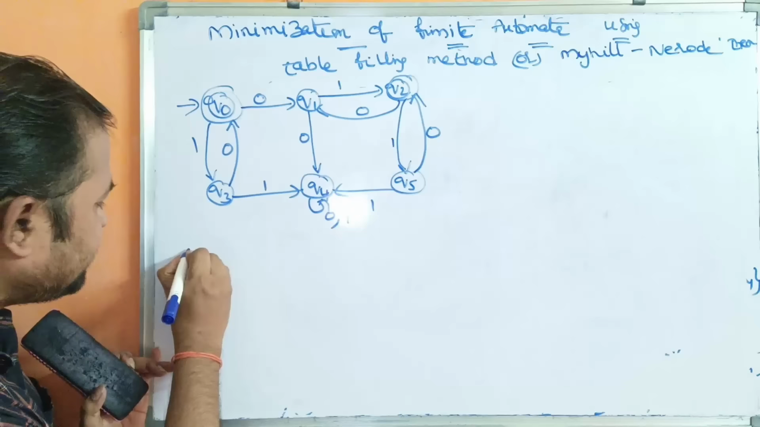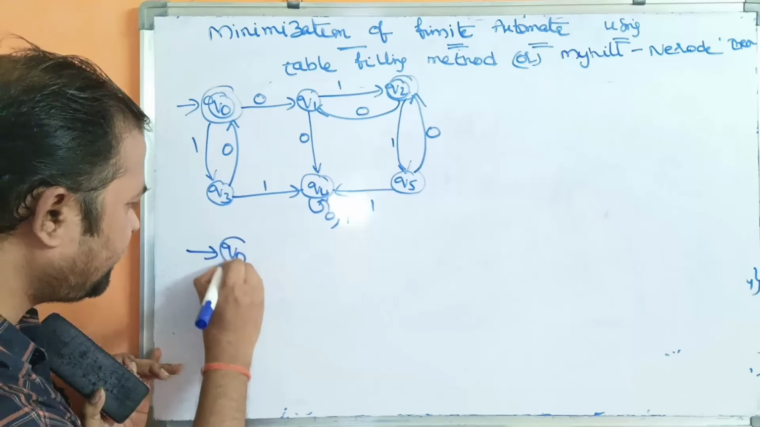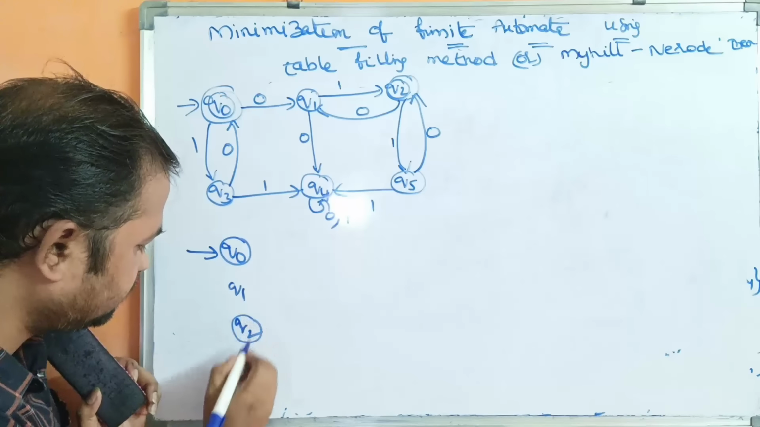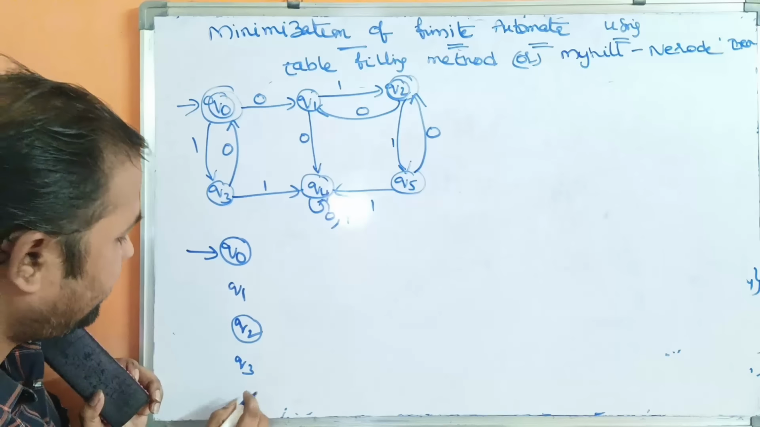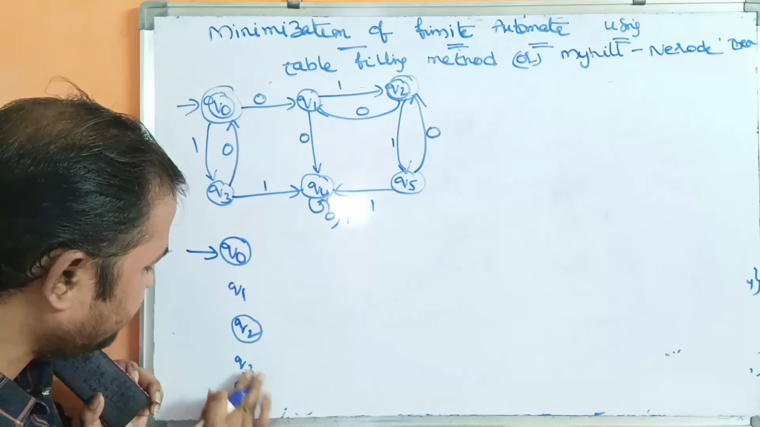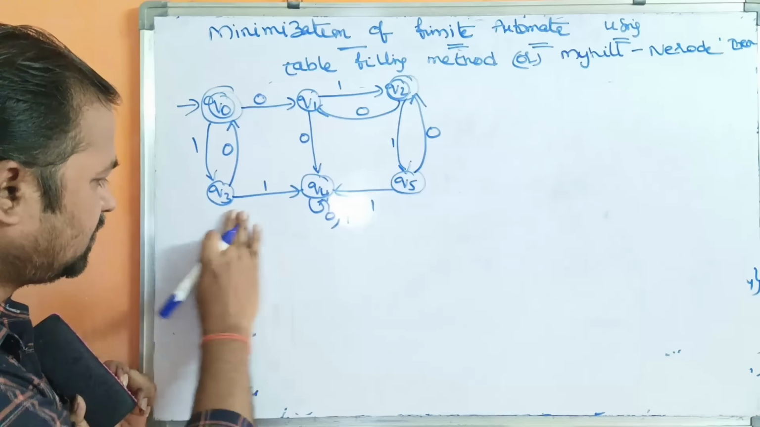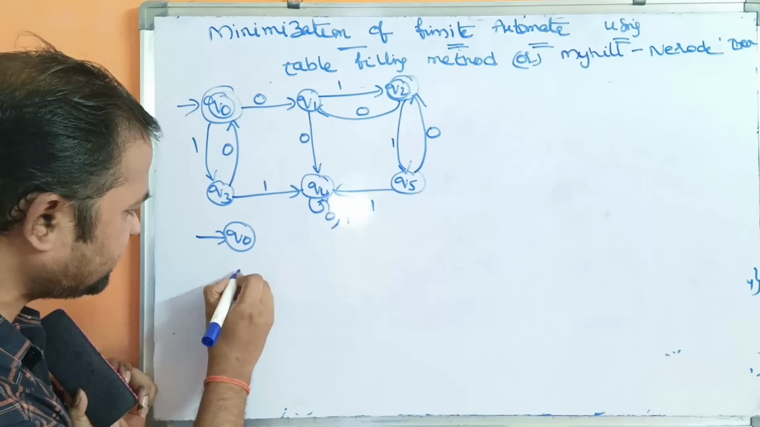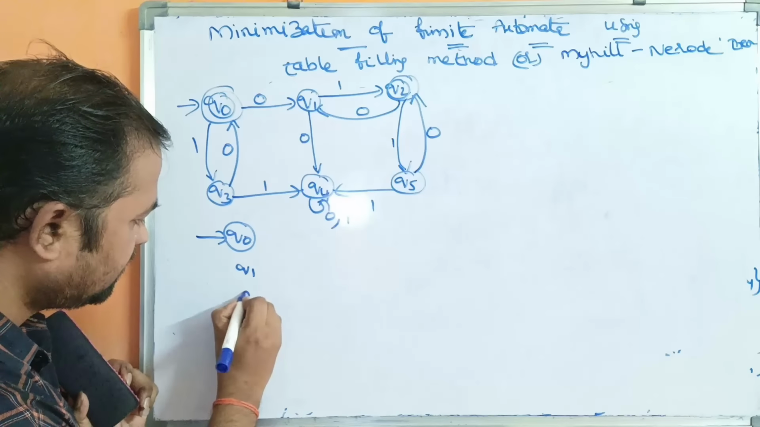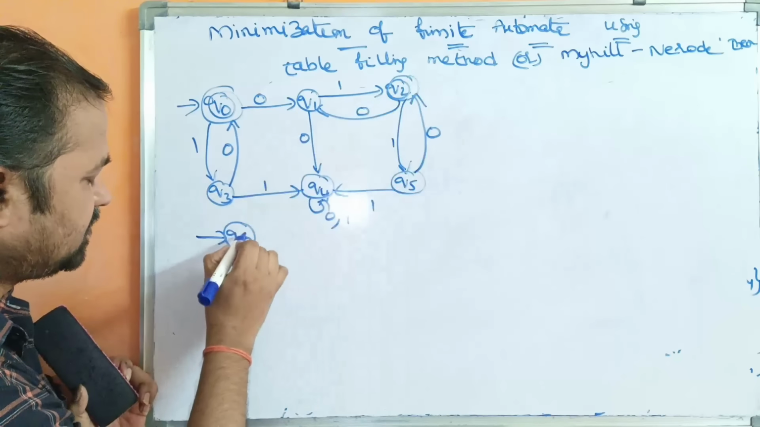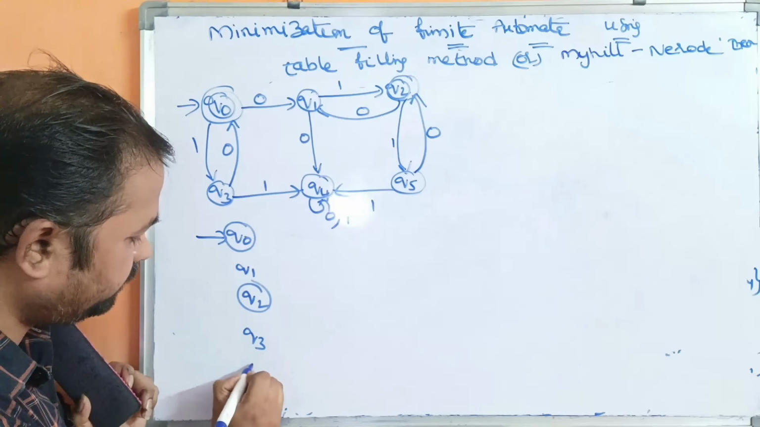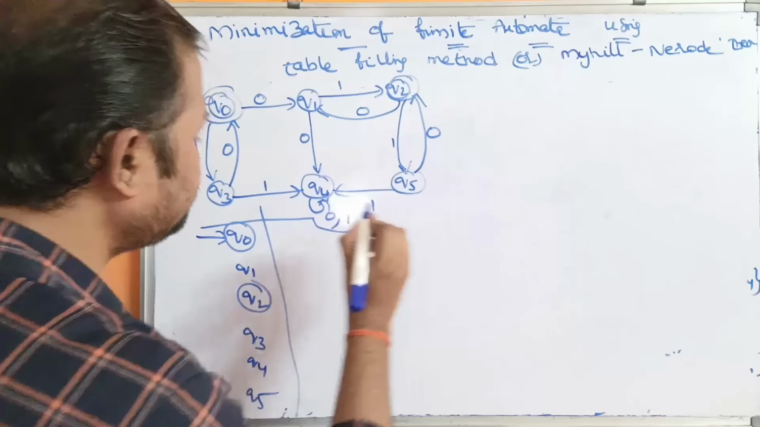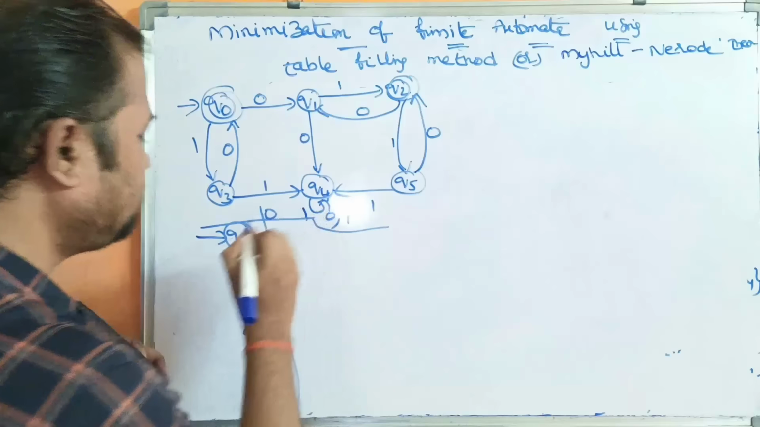Here Q0 is both the initial state as well as a final state. Q1 is non-final. Q2 is also a final state. Next we have the Q3, Q4, and Q5 states. For space constraints, let us write from here. So Q0 is the starting state as well as a final state, then Q1, then Q2 is a final state, then Q3, Q4, Q5. So here the input symbols are 0 and 1.